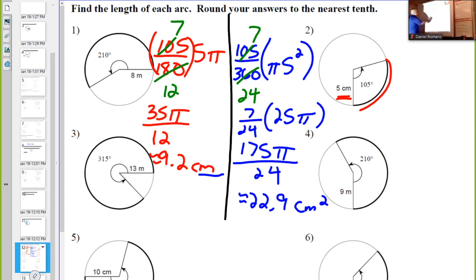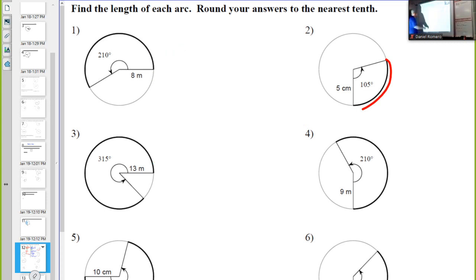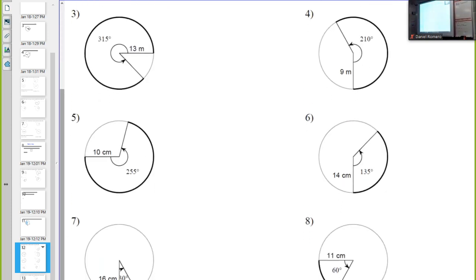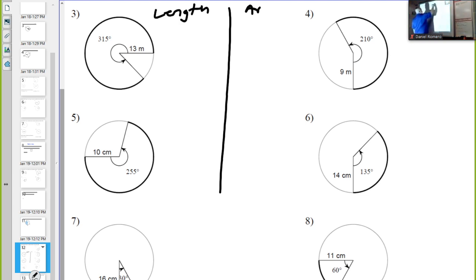All right, so now that I've dropped that knowledge on you, and you guys are going to pick it up, if you didn't write that all down, it'll be on the video. See if you guys can do number 3 on your own. Give me the exact amount. I don't want the rounded amount. I want the exact amount. And we're doing arc length. This is length. This is area.